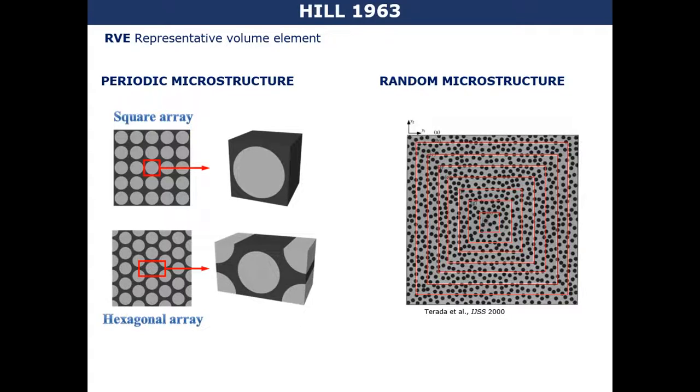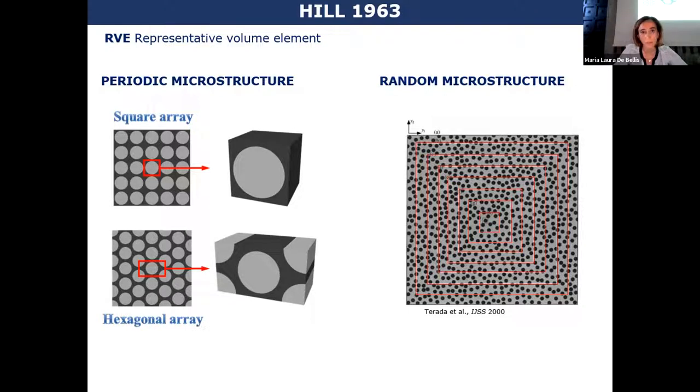A different scenario is the case of a random microstructure, in which you see different red squares that involve, starting from the center, larger and larger portions of the microstructure. So you can see that the definition and the detection of the RVE when you have a random microstructure is an unknown of the problem. I will consider this topic maybe in the next lesson, and I investigated this topic, especially with Professor Trovalusci, in different publications.